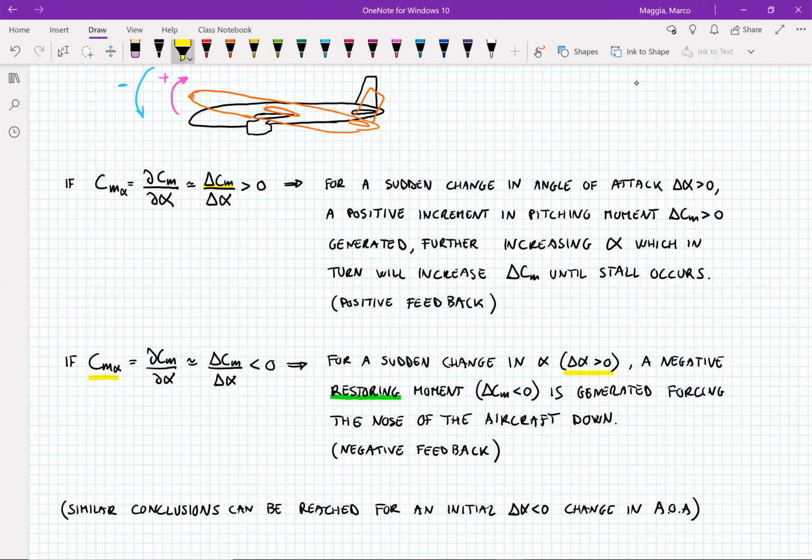forcing the nose of the aircraft down, so lowering the angle of attack. Conversely, if you had a perturbation that would suddenly decrease the angle of attack, then the fact that Cm alpha is negative means that the aircraft would produce a restoring moment, a positive moment, in order to pitch up and increase the angle of attack.